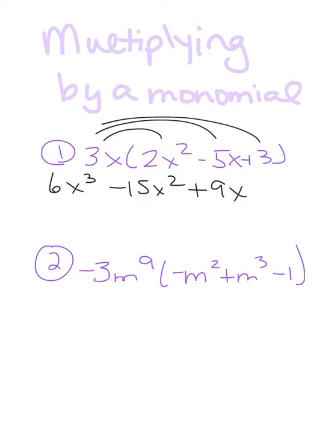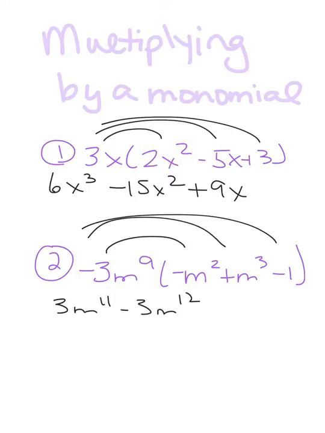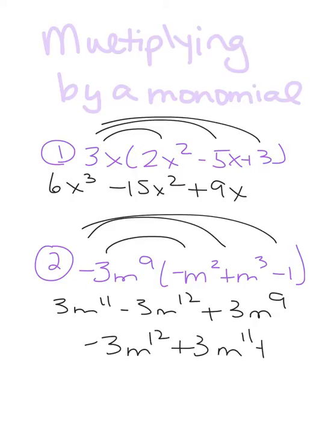Remember, when we're multiplying by a negative number, we have to be careful with our signs. So we have negative 3m to the 9th times negative m to the second gives me positive 3m to the 11th. I distribute again, and I get negative 3m to the 12th. And then negative 3m to the 9th times negative 1 gives me positive 3m to the 9th. Now I'm just going to rewrite so I have my answer in standard form. So that gives me negative 3m to the 12th plus 3m to the 11th plus 3m to the 9th.